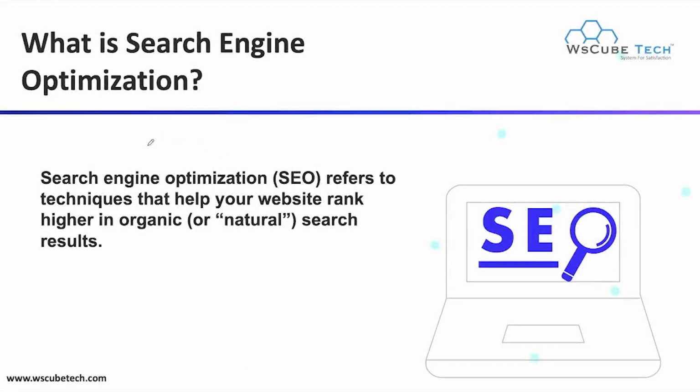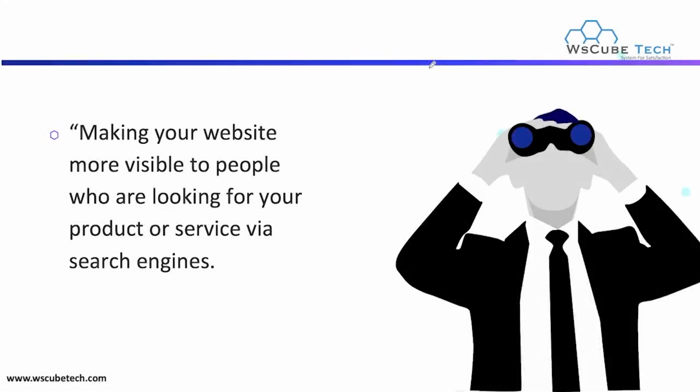Let's start with a brief definition of search engine optimization. So what is search engine optimization? It refers to the technique that helps your website rank higher in organic or natural search results. Let's suppose this is your website and you want it to be ranked on the first page of the Google search engine result page organically. For this you have to do search engine optimization.